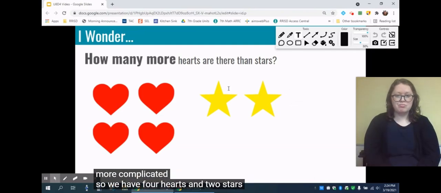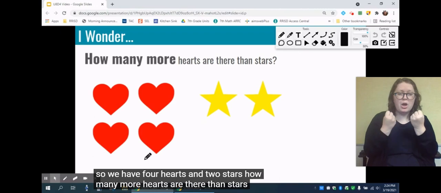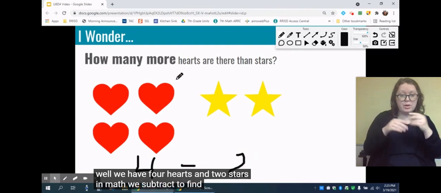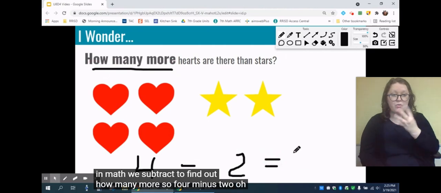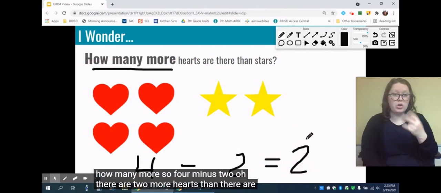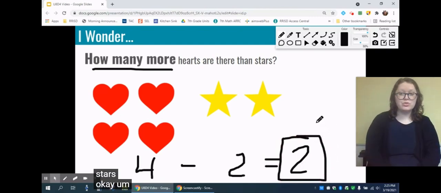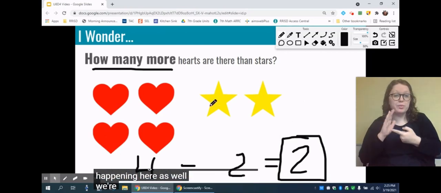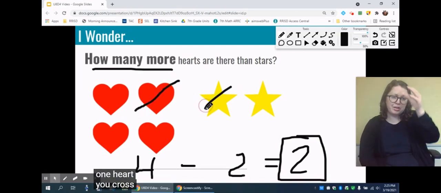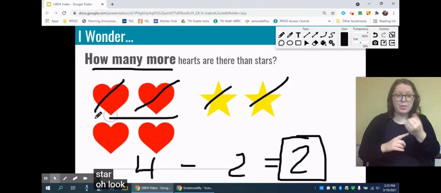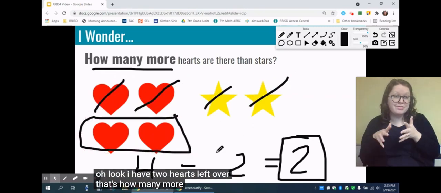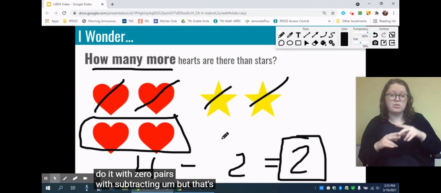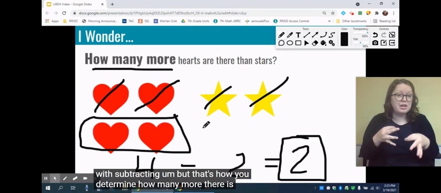So we have 4 hearts and 2 stars. How many more hearts are there than stars? In math, we subtract to find out how many more. So 4 minus 2, there are 2 more hearts than stars. I also want to model what's happening here. We're basically making pairs. For 1 heart, you cross off 1 star. 1 heart, 1 star. Look, I have 2 hearts left over. That's how many more hearts there are than stars. So you can do it with pairs or with subtracting, but that's how you determine how many more there is of something.